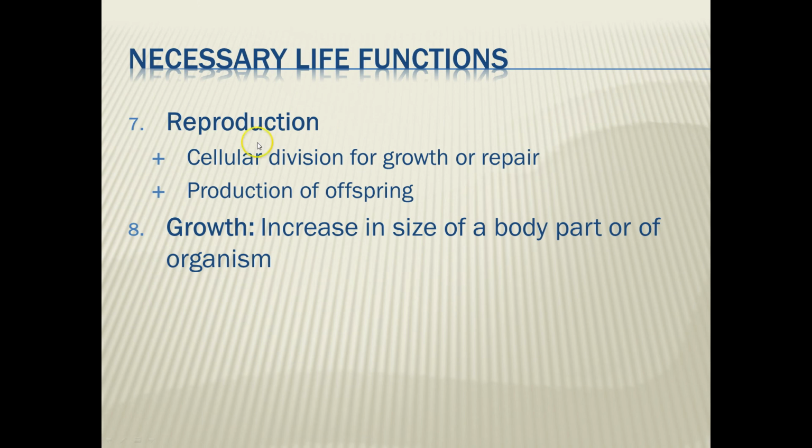Reproduction: living things are capable of reproduction, non-living things are not. And reproduction can include something like a male and a female getting together and having children, but it also involves just one cell dividing into two and two becoming four, so that the tissues and organs in your body can grow or be repaired when they need to be repaired.